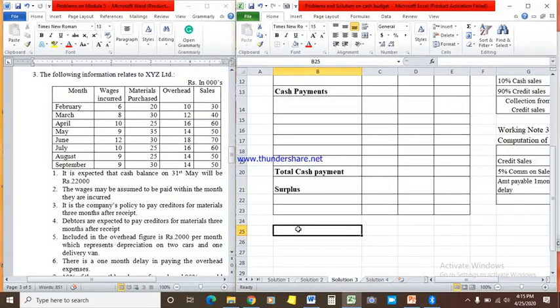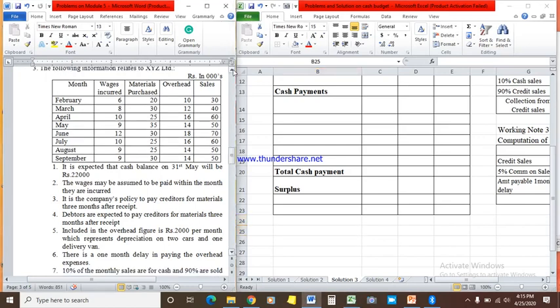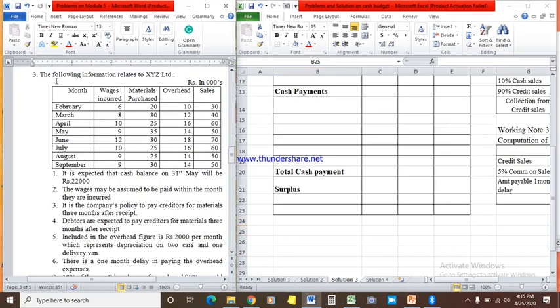Welcome to the third problem on cash budget. So in this third problem, we are going to look into the details first, then we are going to solve this particular problem. So on my left hand side we have a problem. Let's go through the problem.